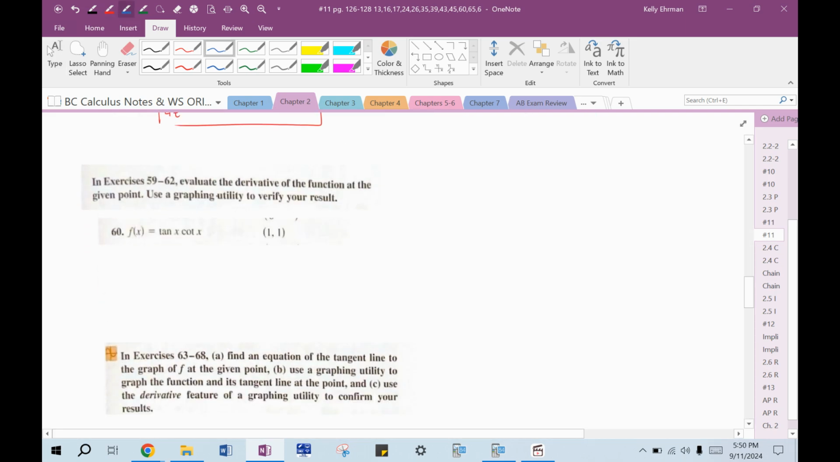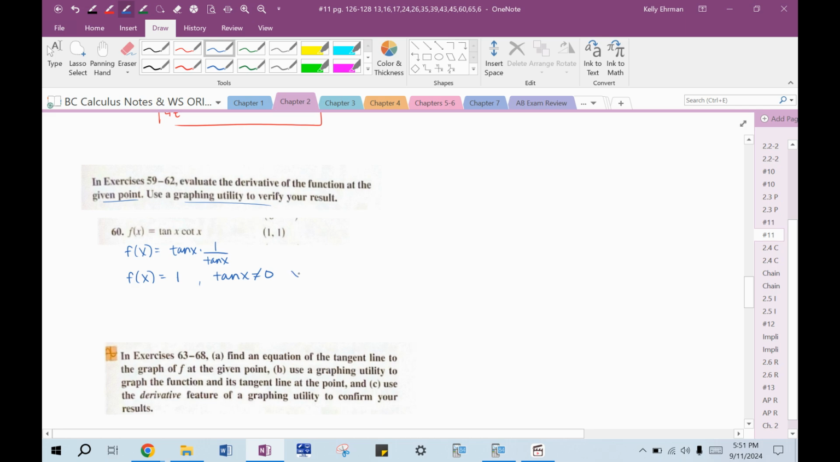Evaluate the derivative of the function at the given point. Use a graphing utility to verify. So f of x is tangent x times cotangent x. Now you could start going through a whole fun product rule because we're finding a derivative. But remember, with the original function, you're allowed to work on the original function algebraically. Think about tangent times cotangent. Those are reciprocals of each other. Tangent x times cotangent could be 1 over tangent x. So this function actually just looks like the horizontal line that goes through 1. And the only stipulation here is that tangent x can't equal 0, because then you would have an undefined value for cotangent here.